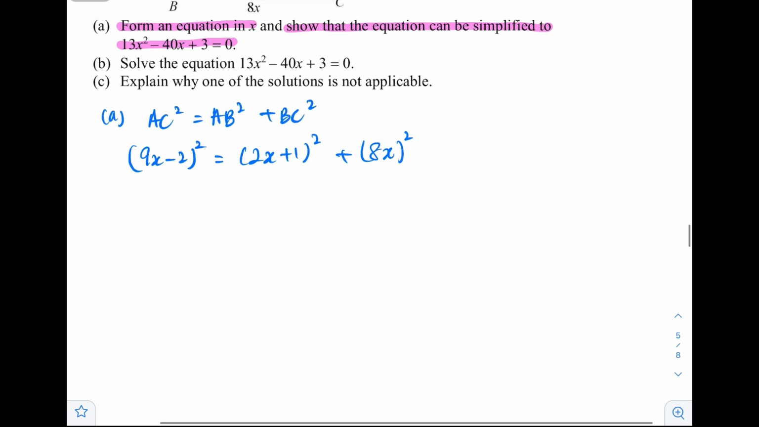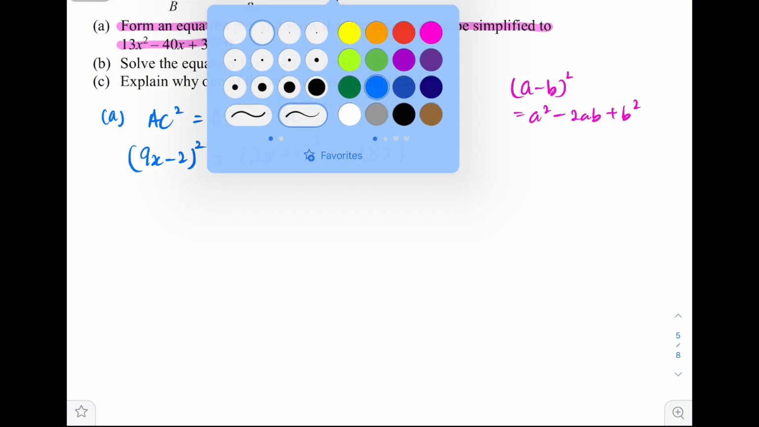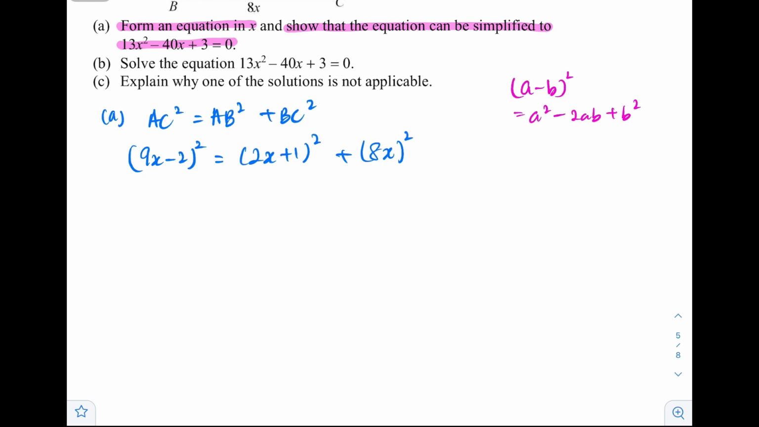If you look at the first one, (9x minus 2) squared, if you recall, let me write at the side, (a minus b) squared equals a squared minus 2ab plus b squared, the special algebraic identities. To expand that, you square your 9x, which is your a squared, minus 2 times 9x times 2, then plus 2 squared, where your 9x is the a and the 2 is the b.